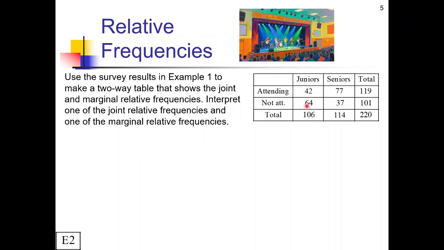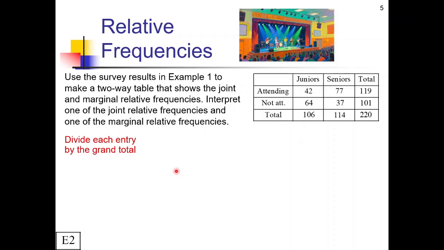And here's the table that we just made to make a two-way table that shows joint and marginal relative frequencies. And then they just want us to interpret one of the joint and one of the marginal frequencies. So basically, we're just going to take all of these numbers you came up with in example 1 and divide each of these entries by the grand total. And that's just going to give you a decimal, just round it off to 3 decimal places. So pause the video and see if you can build that table.